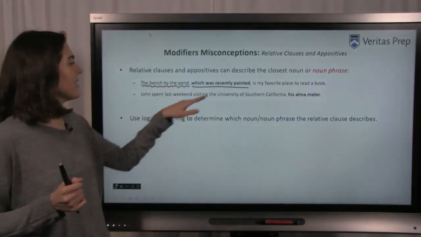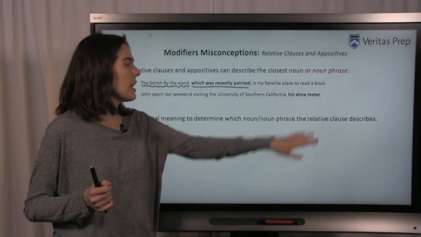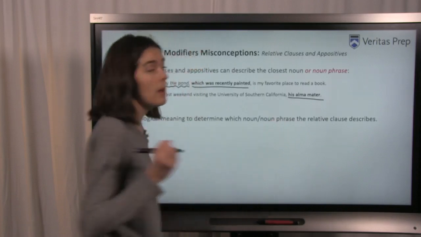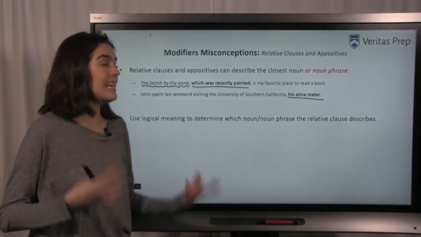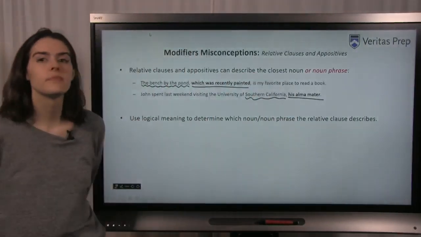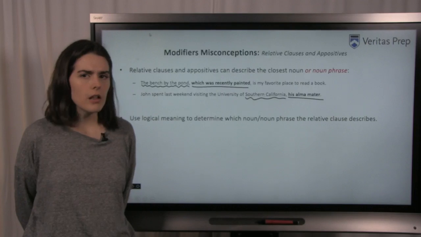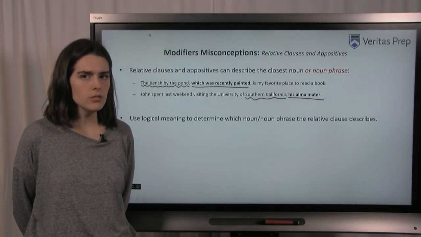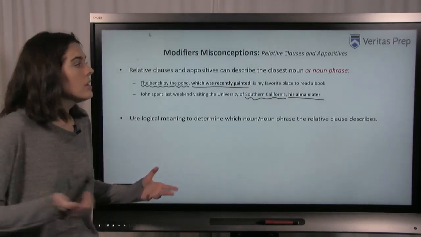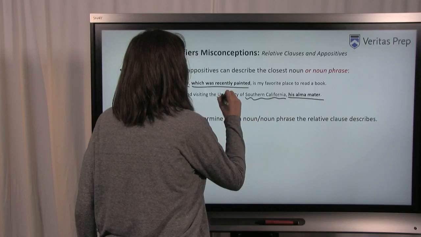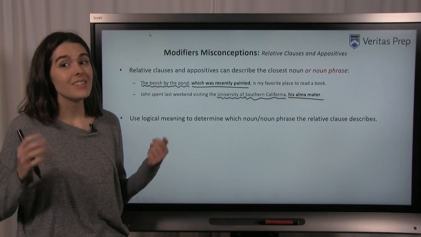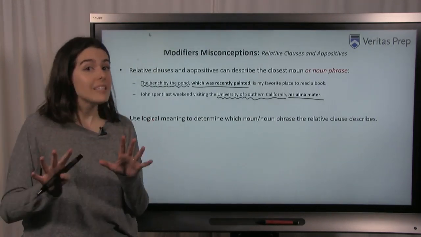Another example, John spent last weekend visiting the University of Southern California, his alma mater. All right, his alma mater, an appositive noun phrase, describing a noun. Closest noun is Southern California. So did he graduate from Southern California? That's the school he went to? No, that doesn't really make sense, right? That's not a school, that's a location. So instead, we're gonna take the whole noun phrase, University of Southern California. So it can be either.